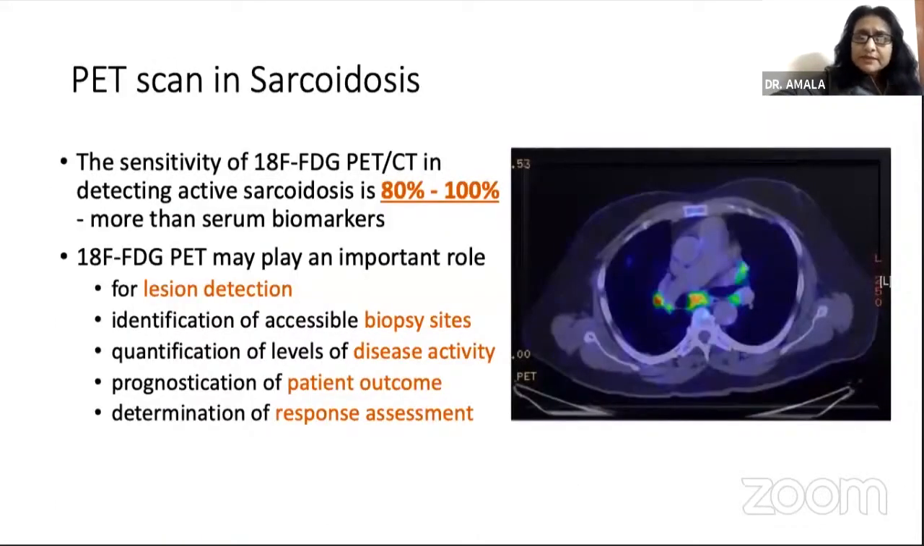The sensitivity of PET CT scans in detecting active sarcoidosis is close to 80 to 100% and far more than serum biomarkers like serum ACE or lysozyme. And PET scans can help to detect lesions even in people for whom routine investigations don't show the lesions. They can help identify accessible biopsy sites. They quantify levels of disease activity, prognosticate patient outcome, and they can help assess the response to treatment.